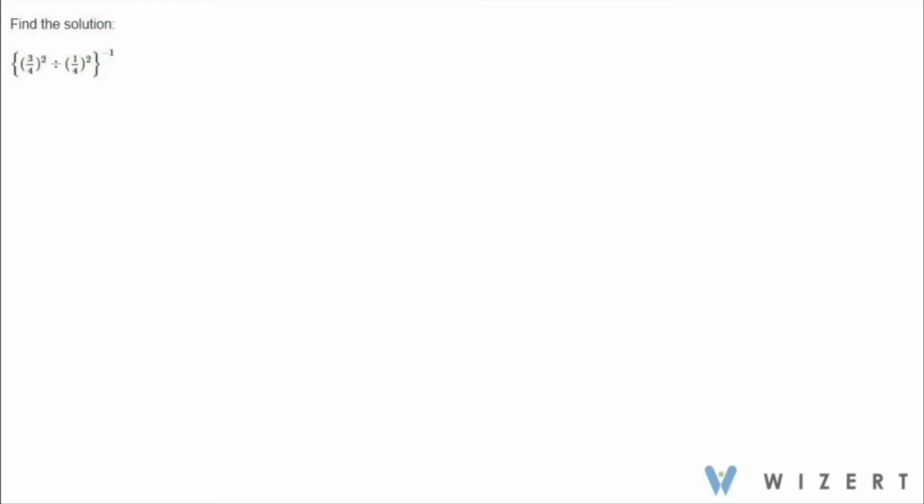We have this question here. We have to find the solution to this expression. So (3/4)^2 divided by (1/4)^2, and all of it is raised to the power minus 1. So we will use exponent laws to simplify this.